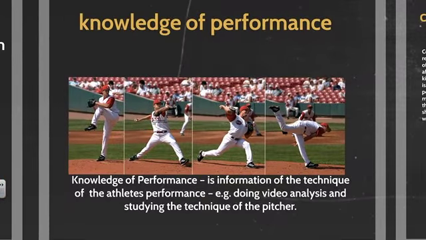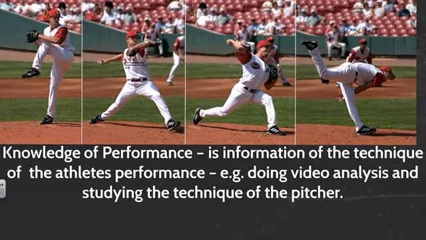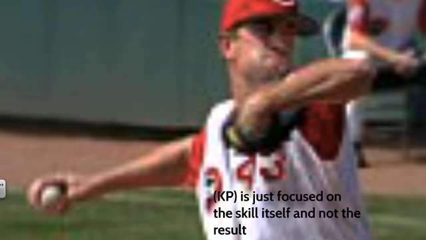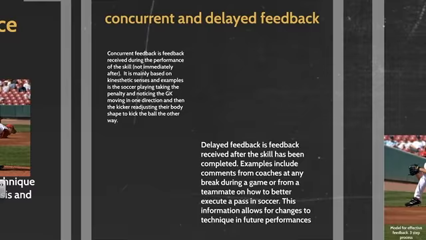Knowledge of performance is different. Knowledge of performance is information on the technique itself and not necessarily about the result of the performance. So when an athlete would be doing video analysis on the actual baseball pitch itself, that would be an example of knowledge of performance. Knowledge of performance is just focused on the skill itself and not the result.